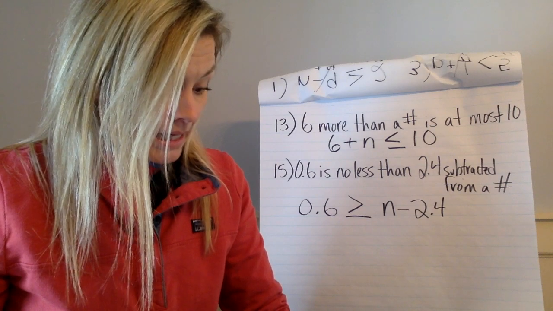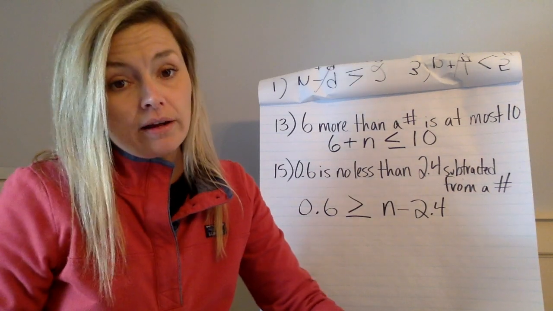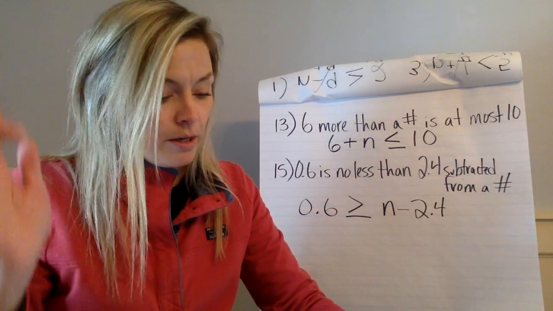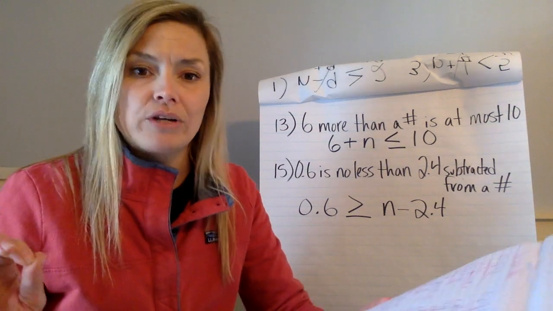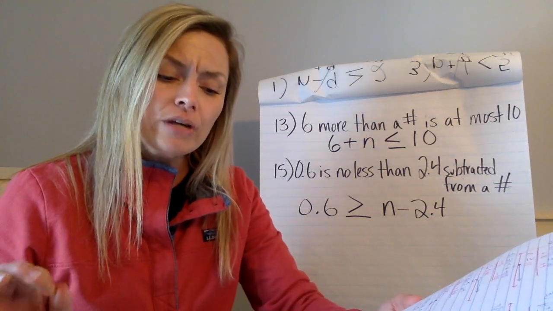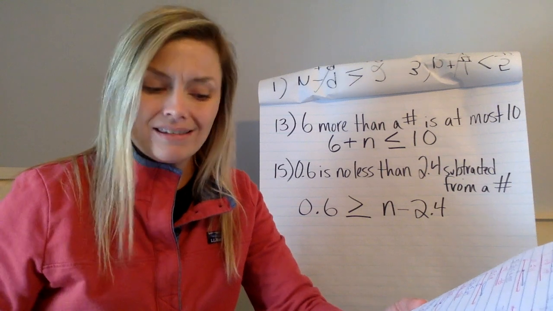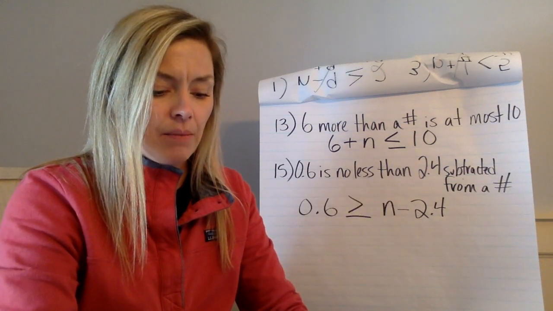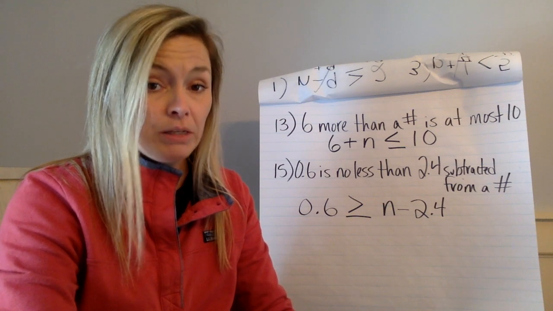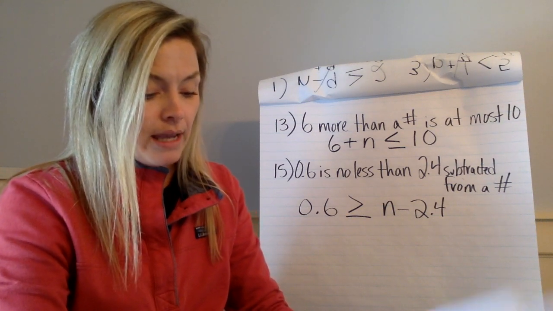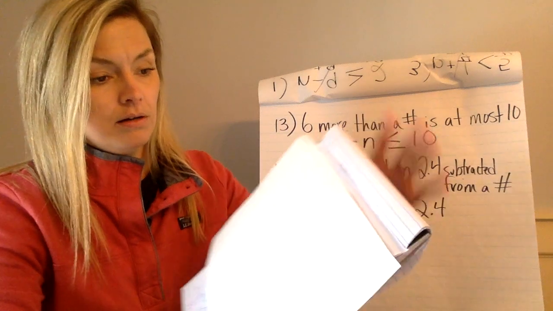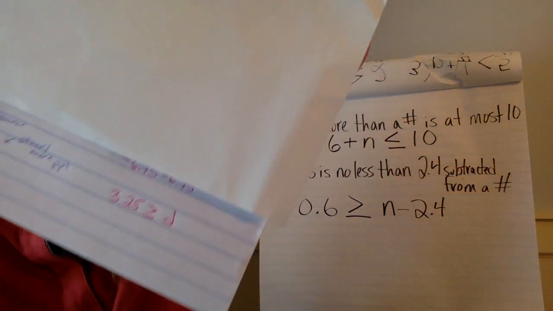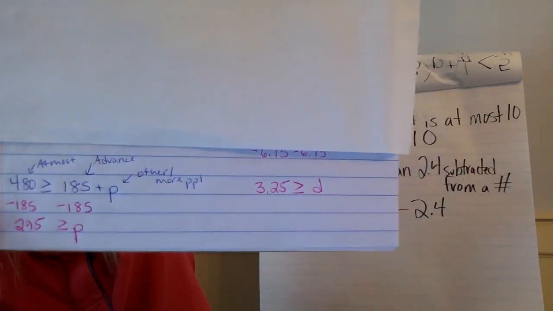And then the last question, number 21, is talking about ticket sales. An auditorium can hold at most 480 people. 185 advance tickets were sold. Write an inequality that represents how many more tickets could be sold. So again, I'm going to put this up here. Oh my gosh, this whole reverse thing is really throwing me off. Here we go.